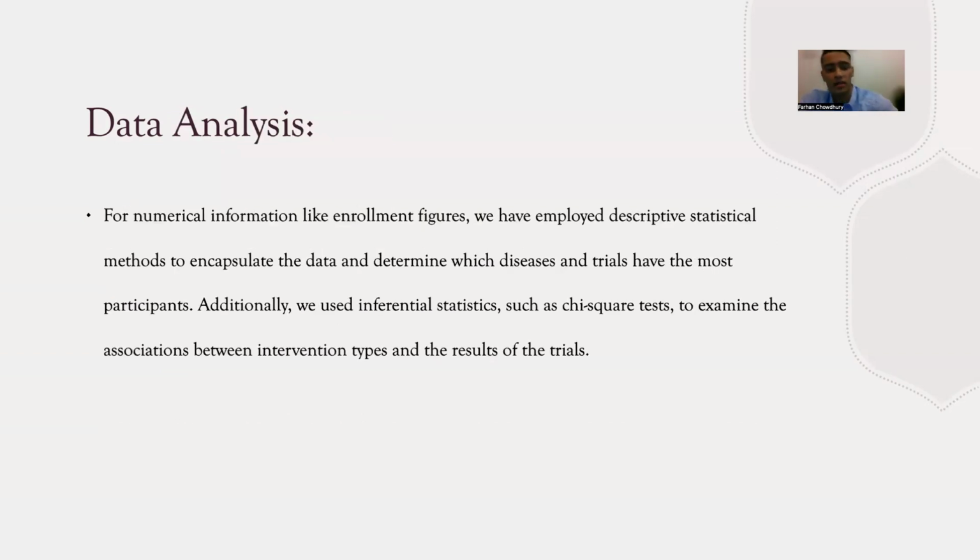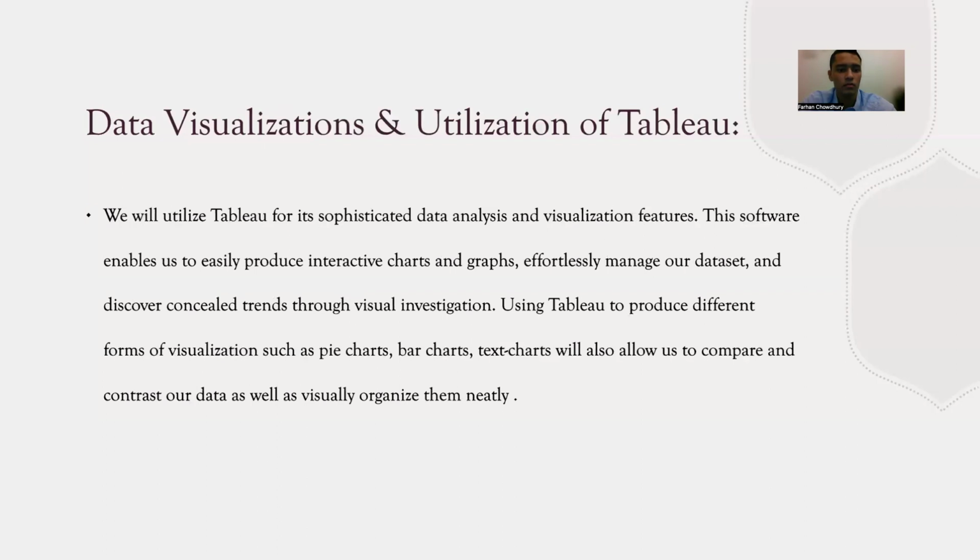In order to analyze the data, we applied descriptive statistics and inferential statistics for different scenarios. For example, when we wanted to determine which diseases and trials have the most participants, we used descriptive statistics. And when we wanted to identify the relationship between intervention types and results of the trials, we applied chi-square tests. Next slide.